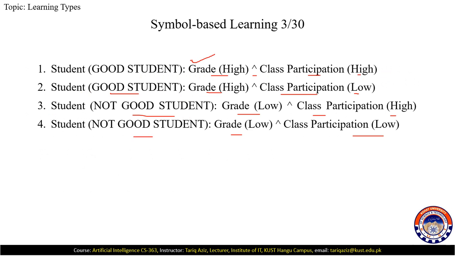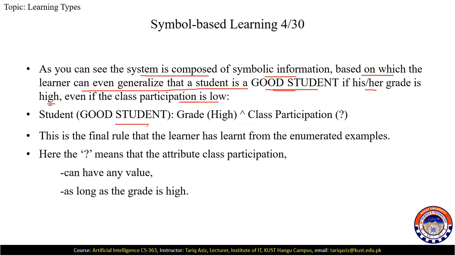By using these rules, okay, our learner generalizes a rule like this: a student is a good student if his grade is high and class participation is question mark. So this is a new rule which our learner learned and then added to his knowledge base. Now we can say that our machine is learning. So this is called the generalization.